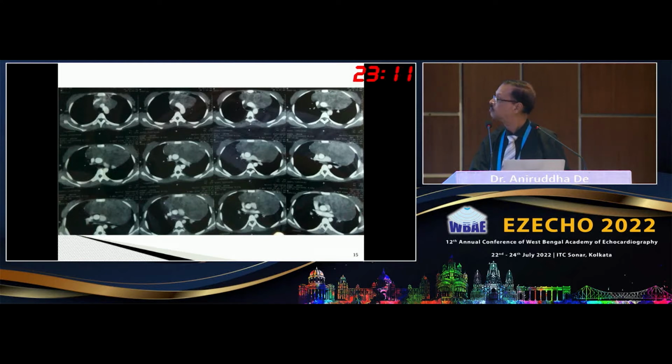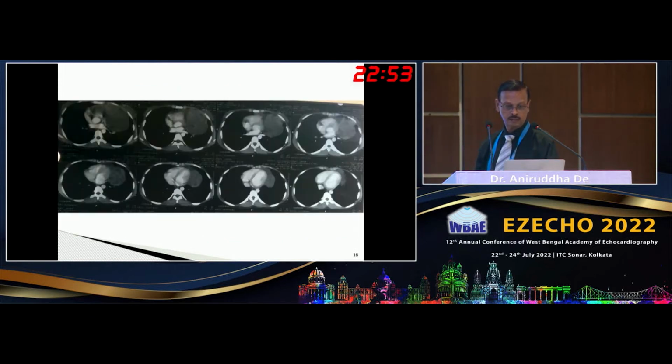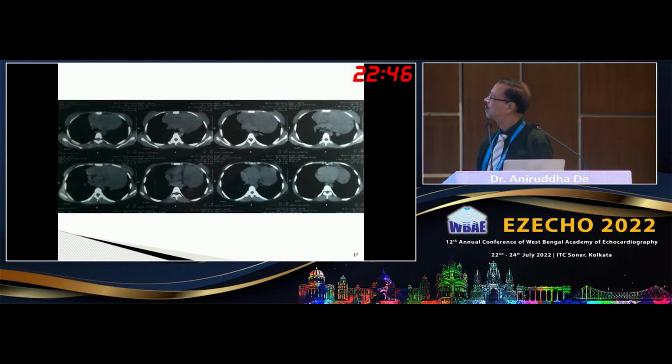The mass is also adherent to the anterior thoracic wall. And this is the mass, an exophytic growth through the rib cage and under the skin. Achha. And I think another slide is there, another one. And this is the last one.